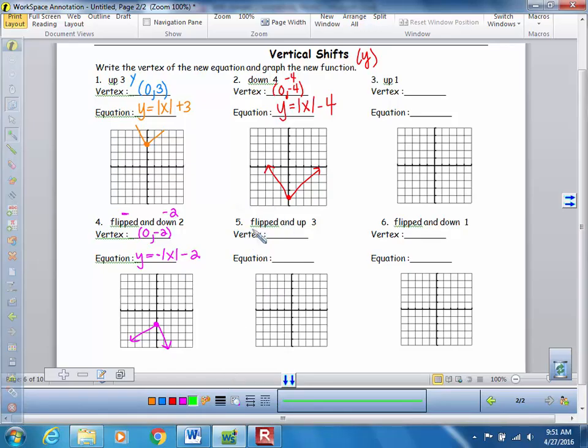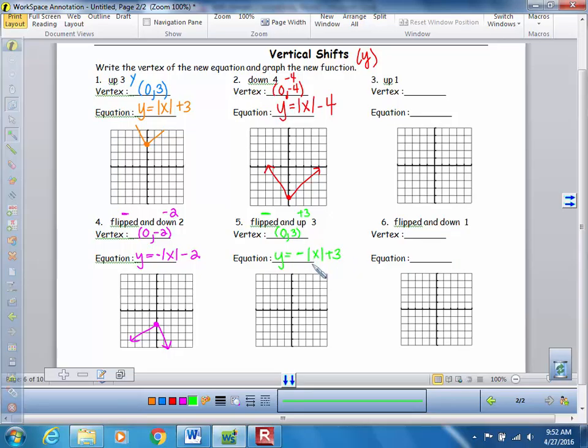Okay, now in number 5, this one is flipped and up 3. So again, we're going to have a negative in front. We're going up 3, so that's a positive 3. So when I do my vertex, it's going to be 0, 3. Then when I write my equation, that's going to give me y equals, since it's flipped, we want that negative outside, absolute value of x plus 3.